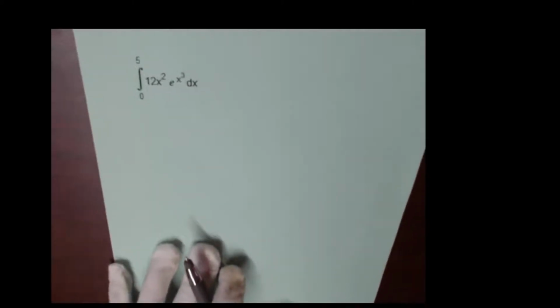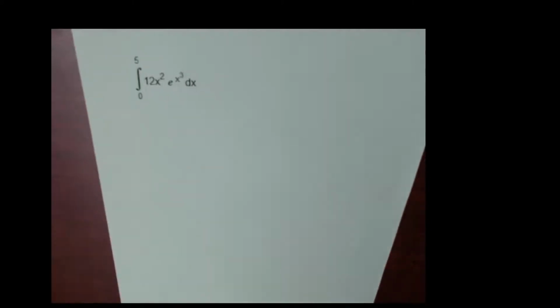Okay, we have one example on this page, and we'll do it right now. We're going to use a u substitution on this one. Can you see something that you can let u equal that will be a derivative of something else in this equation? Take a good hard look. And the answer is x cubed.